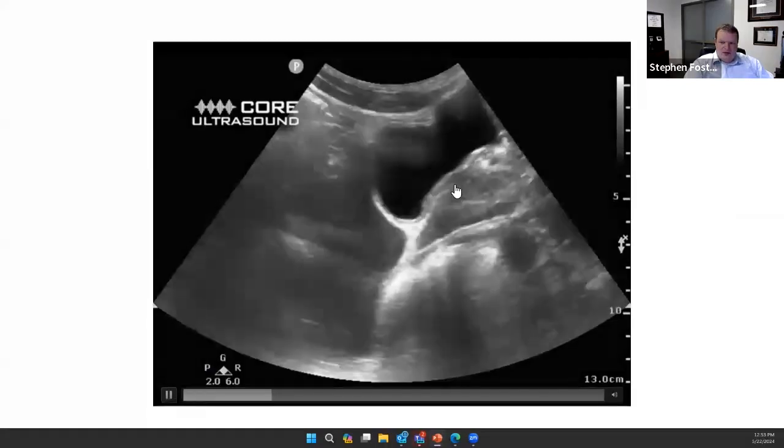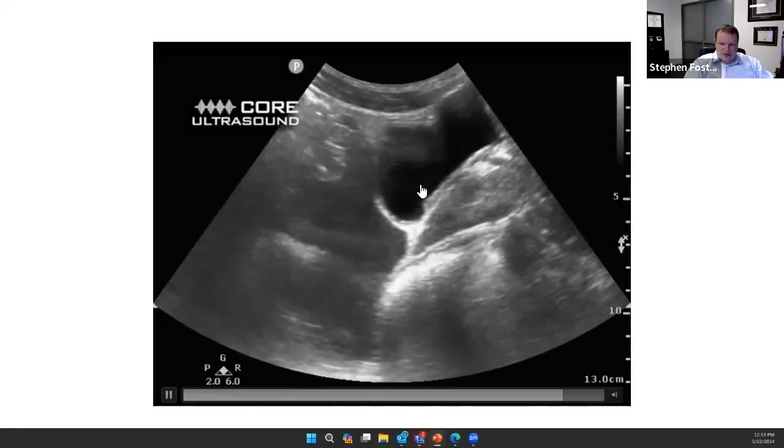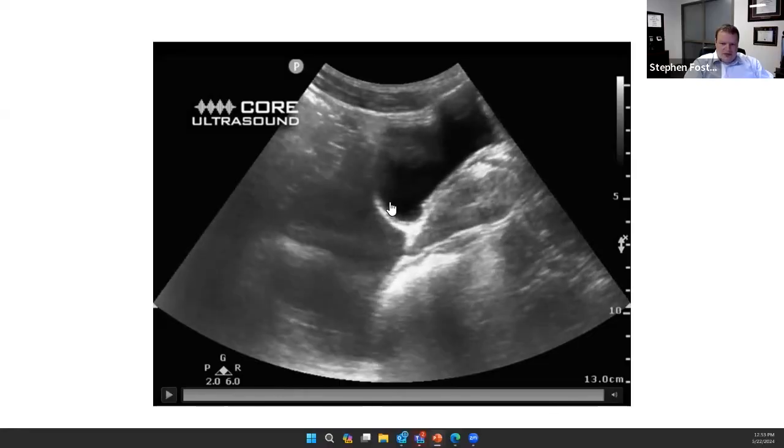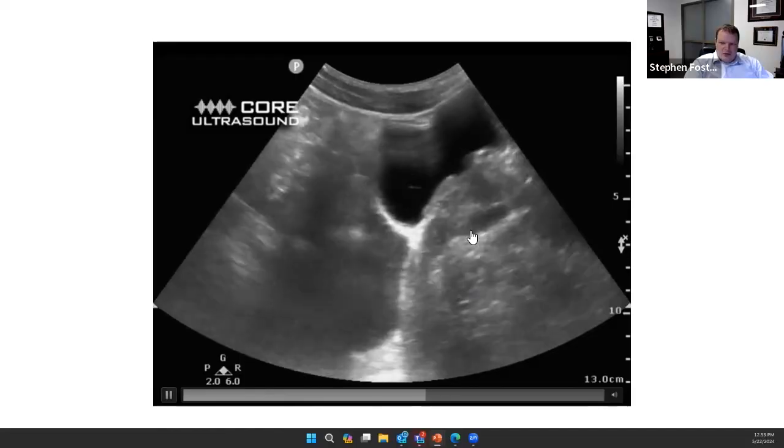So this is an abnormal scan. So what you're looking for, bladder's right here. There's some stuff in the bladder, which is usually a bad sign. You can see those bubbles kind of floating there. And then right through here is going to be that abnormal strap of fluid.